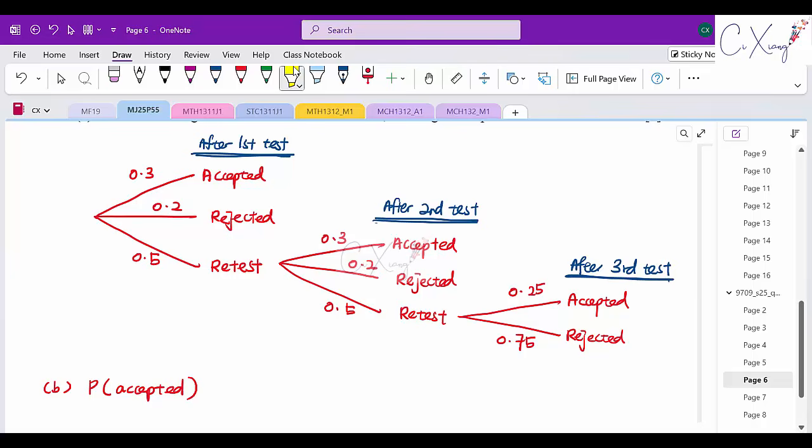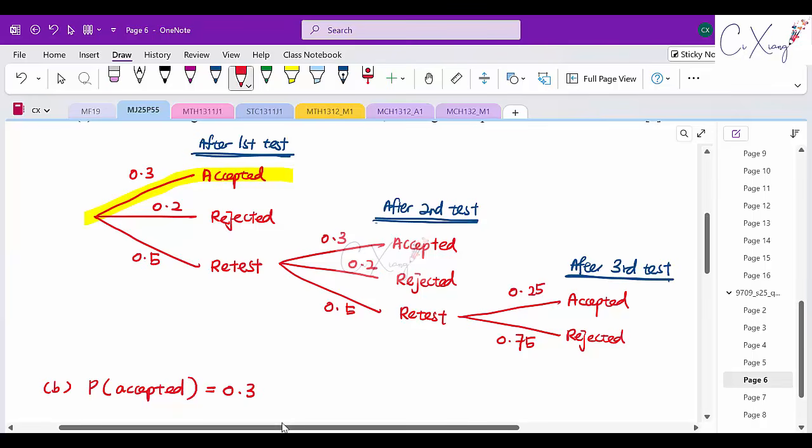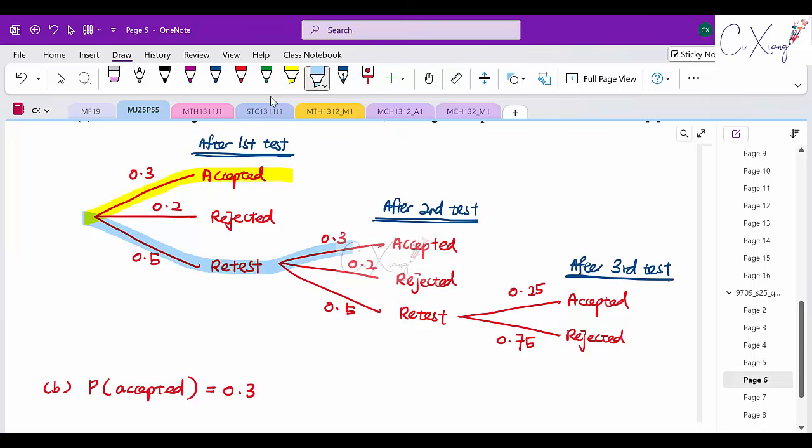The very first pathway is this one. After the first test, you have been accepted, and the probability will be 0.3. This is the first case. Then we have another pathway, the second case, where the first time it is rejected. Rejected means no more. Okay. Another option is you might have this: for the first test, they ask you to retest. After the retest, you get accepted. So this is a second possible outcome.